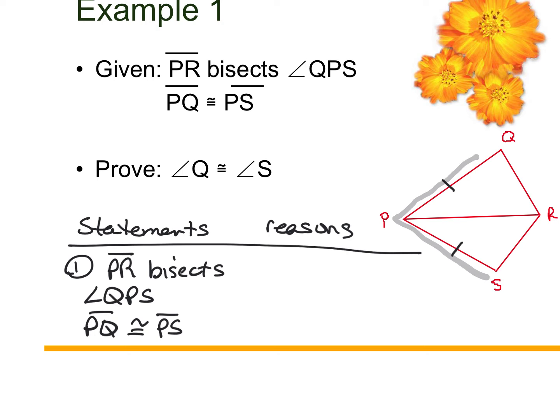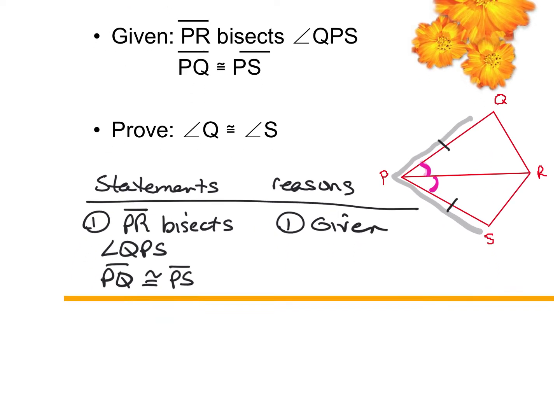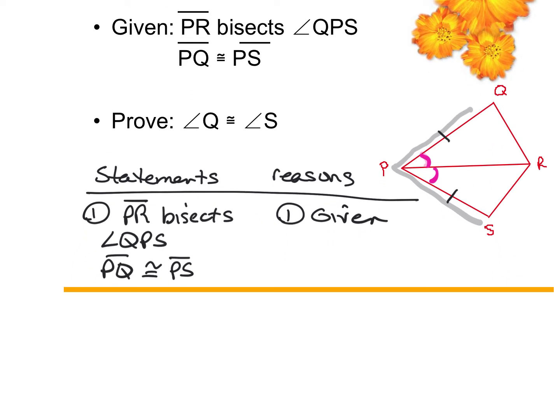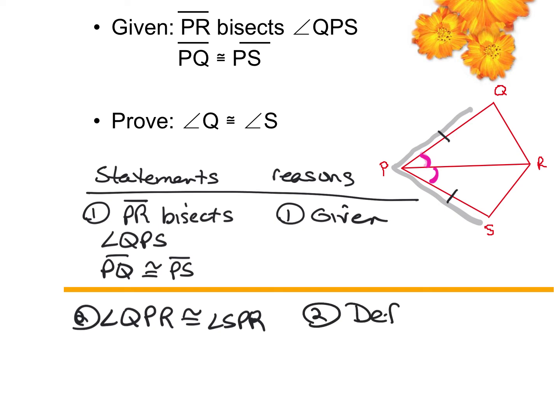So that tells me that it's going to split it into two congruent pieces. So this angle is congruent to this. So this was given. Now I have to state in my proof the definition of an angle bisector and what it does. So I can state that angle QPR is congruent to angle SPR, and that reason is definition of an angle bisector.